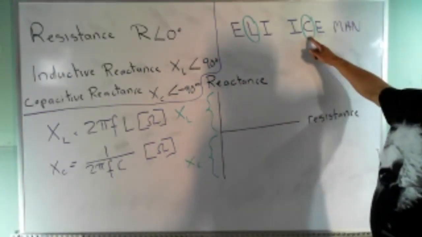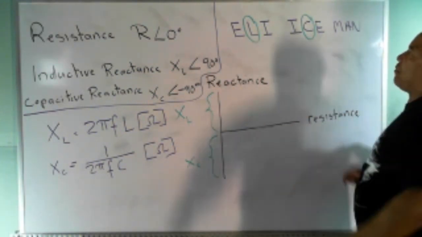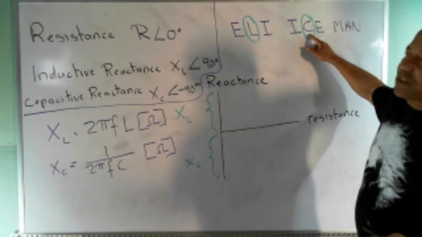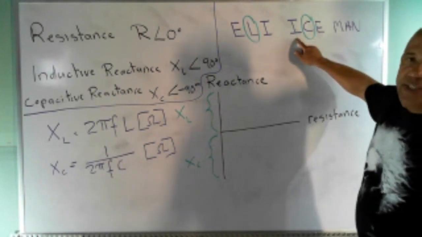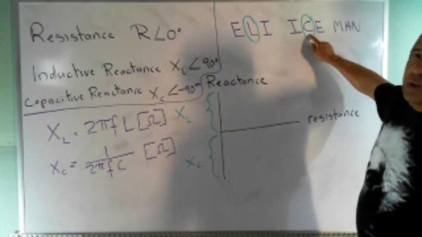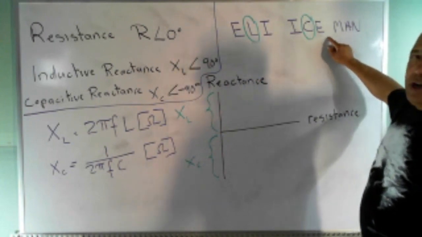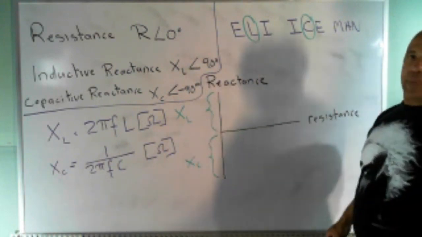Here, C is for a capacitor. In this circuit, I happens before E. So for a strictly capacitive circuit, the current happens before the voltage, or the current leads the voltage by 90 degrees. I can say the current leads the voltage, or the voltage lags the current, either way. So this ELI the ICE man is something you want to remember.